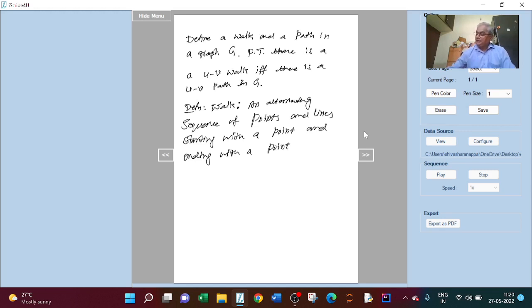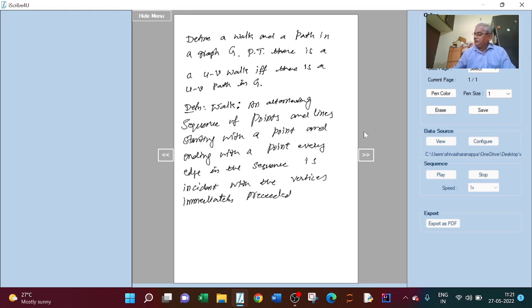And here one more condition is that every edge in the sequence is incident with the vertices or points immediately preceded and followed by it.